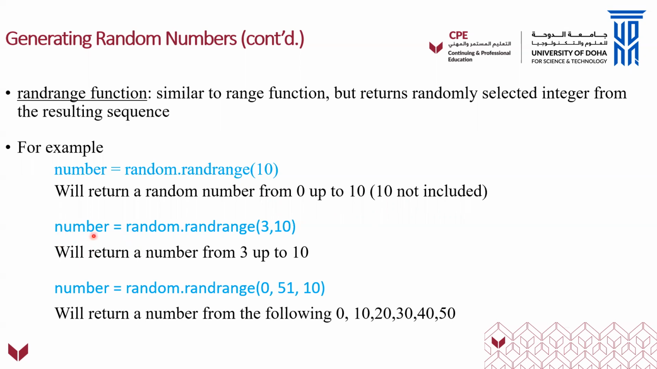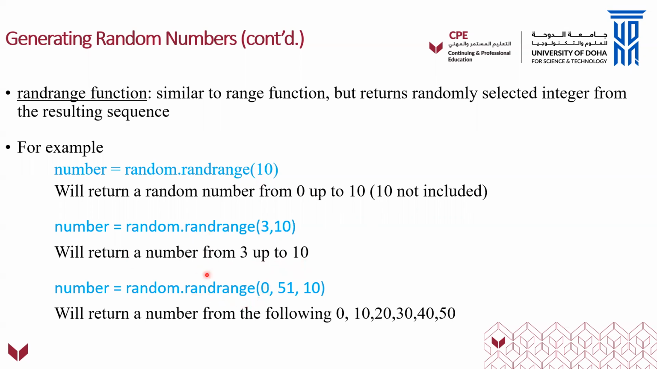Okay, another example, number equal random.randrange, 2 parameters over here. So I can pass 1 parameter. I can pass 2 parameters, which is 3 to 10. It will return a random number from 3 up to 10.